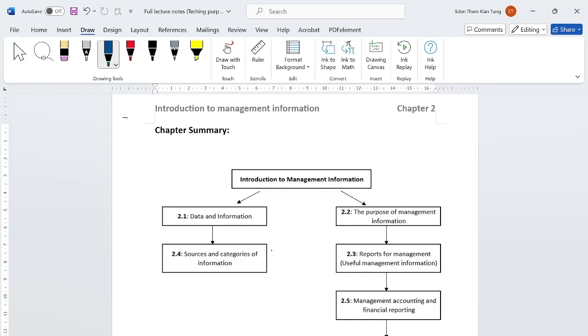All right, so we will be learning what is management information and what is the purpose of management information.